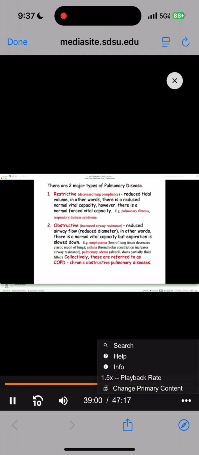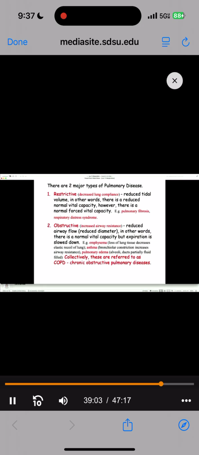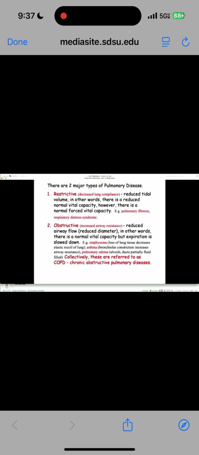We have restrictive diseases, and these are where the lungs have lost compliance, okay? The main type of diseases these fall into are pulmonary fibrosis, and pulmonary fibrosis is something that a lot of people get after COVID. You get scar tissue in your lung, and if you think about a scar or a scab, it's very stiff. Well, if you have a lot of scar tissue in the lung, it's not going to stretch out as easily. It gets a little scarred, and it's a little bit harder to stretch out. That is actually causing the restrictive disease.